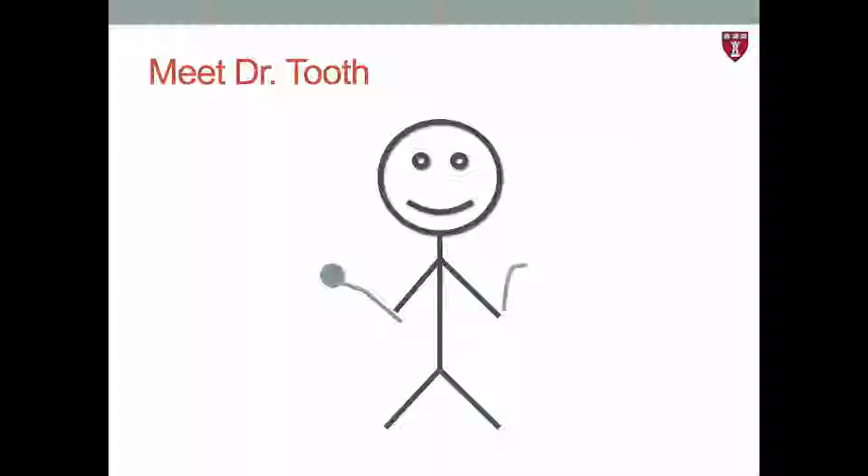Now, you might recall that we met Dr. Tooth, the dentist, in Module 2, and we explored all the components of a health system needed for Dr. Tooth to be able to practice dentistry and treat the patients who need care. So as a refresher, do you remember the 6 components of a health system?